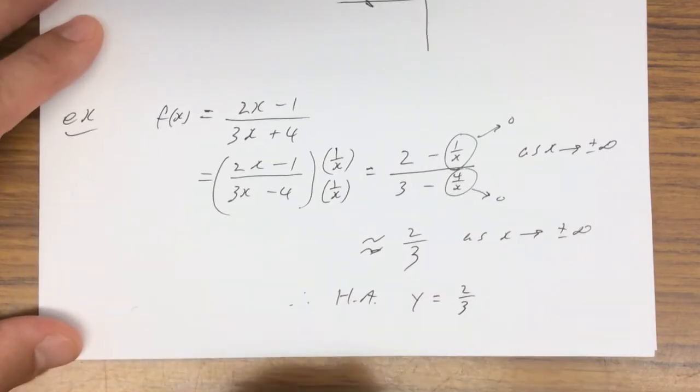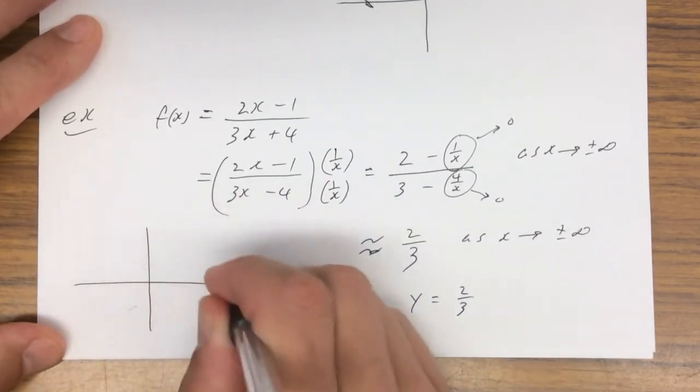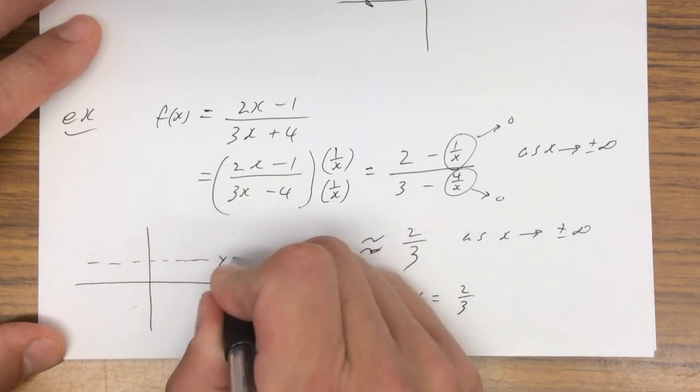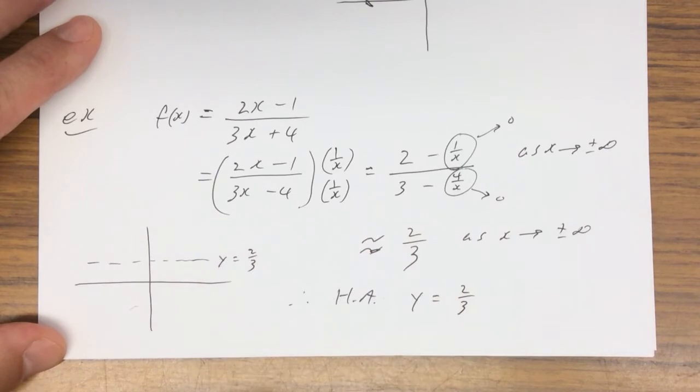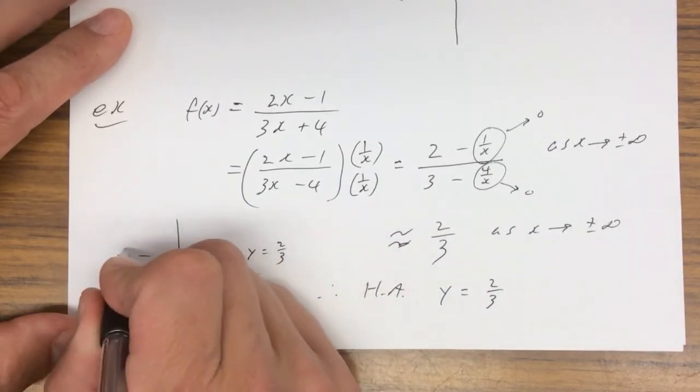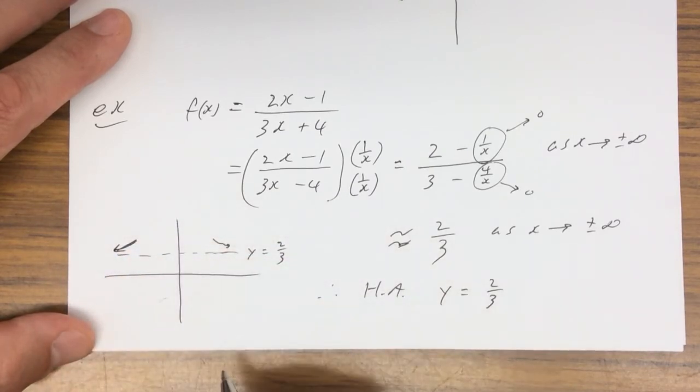And graphically, what would this look like? Well, you find 2 over 3 across here, so there's y equals 2 over 3, and then the function would approach that either from the top or the bottom on both sides here, and whatever happens in the middle we're not sure of yet.